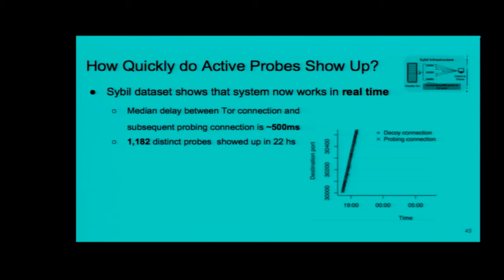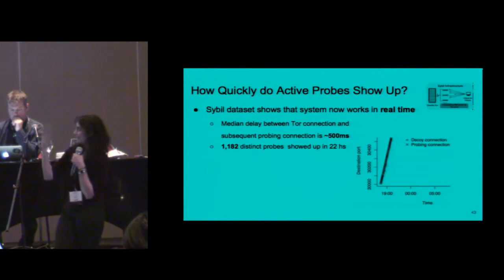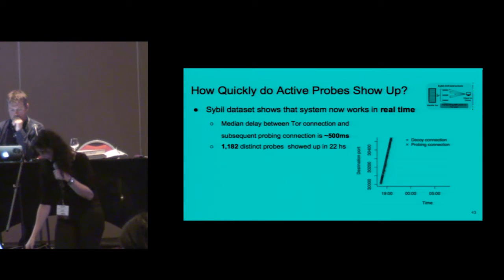For the Sybil experiment, which was a 2-hour experiment, we saw that for more than 56% of the probes, they came immediately. The probers showed up immediately, and for the rest, the median was 500 milliseconds. About 3 years ago, we did the same type of experiment and figured that it was happening every 15 minutes, but they upgraded the system in the past 2 years, and right now it's happening in real time.